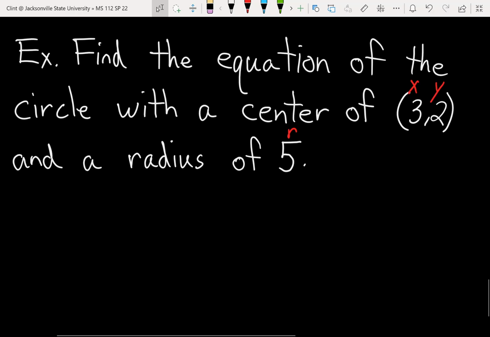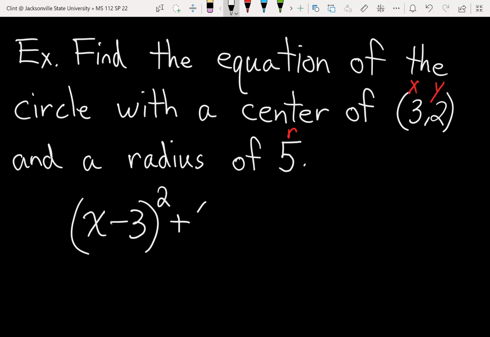So when I write down the equation, it's going to be x minus 3 squared plus y minus 2 squared equals 5 squared. Or you could write that part as 25. It doesn't matter. You can write it either way. See where the numbers are going, where they're coming from?